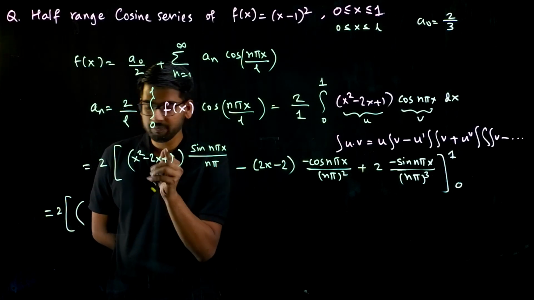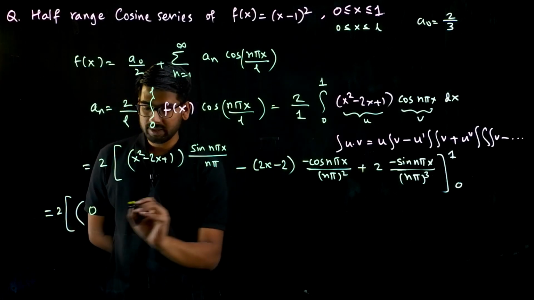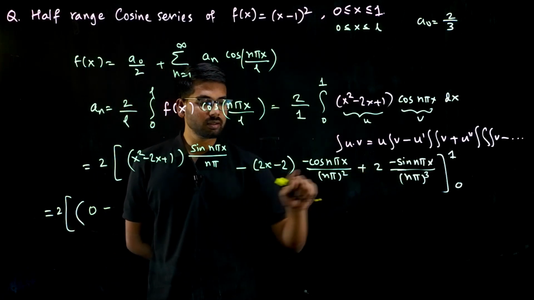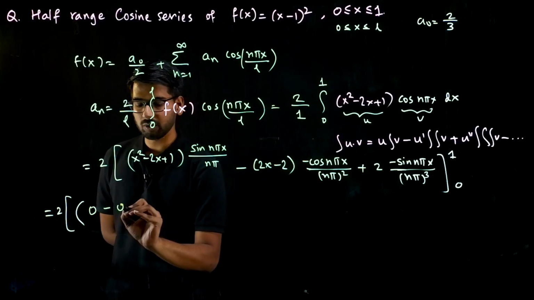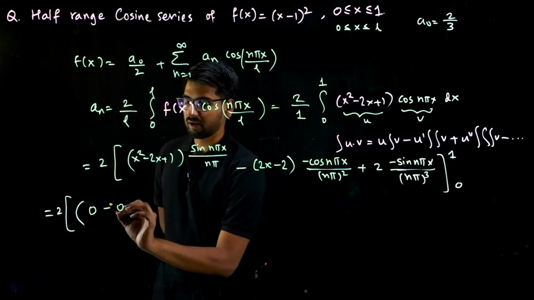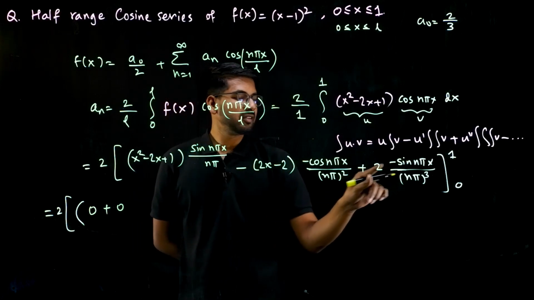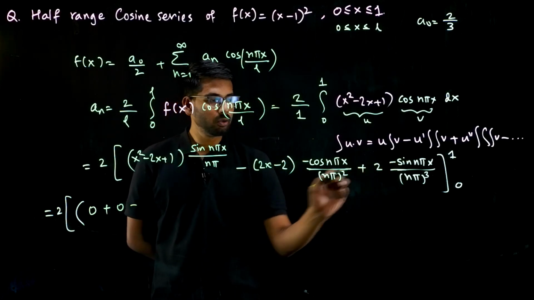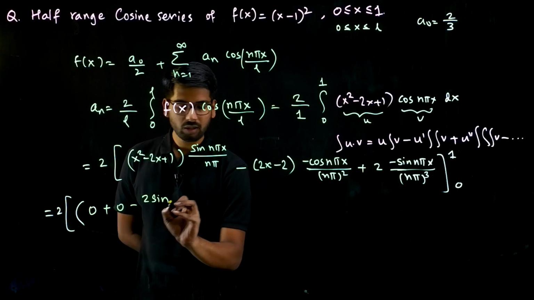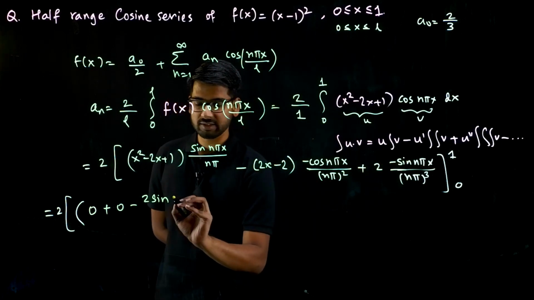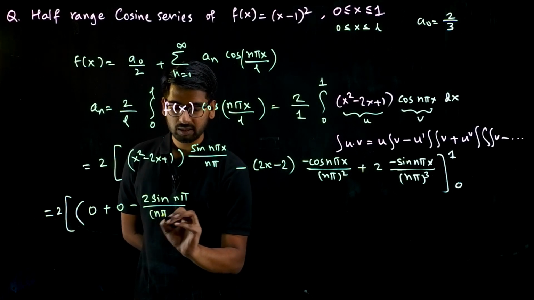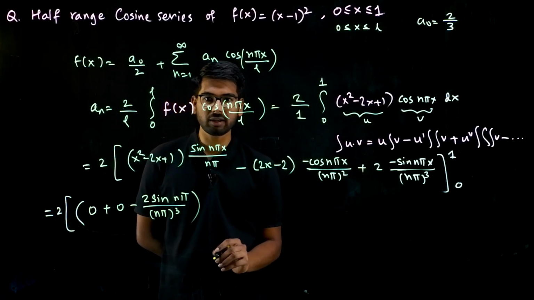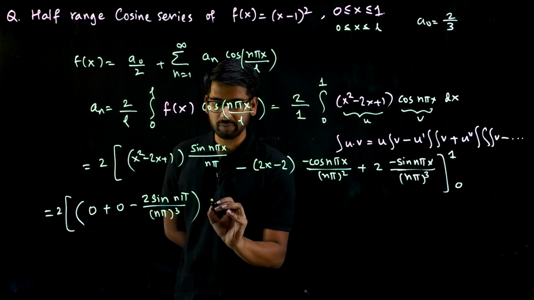So this entire term will become 0, minus, if you substitute 1, 2 into 1 is 2, 2 minus 2 is 0. So this entire term will become 0. Okay, minus and minus plus, you can write as plus here. Plus into minus, minus 2 sine. If you substitute 1 here, it will be just n pi by n pi cube. So this term is for the upper limit.